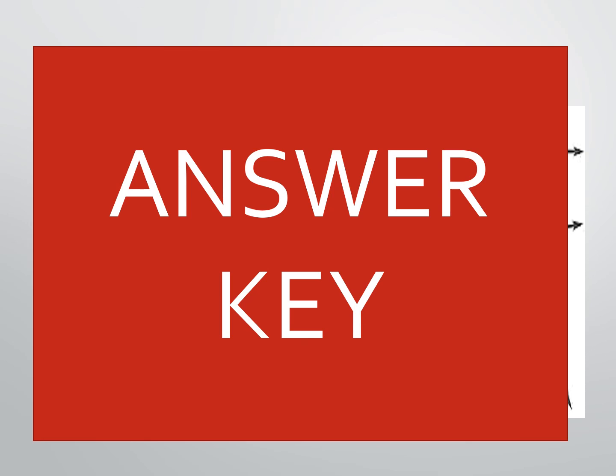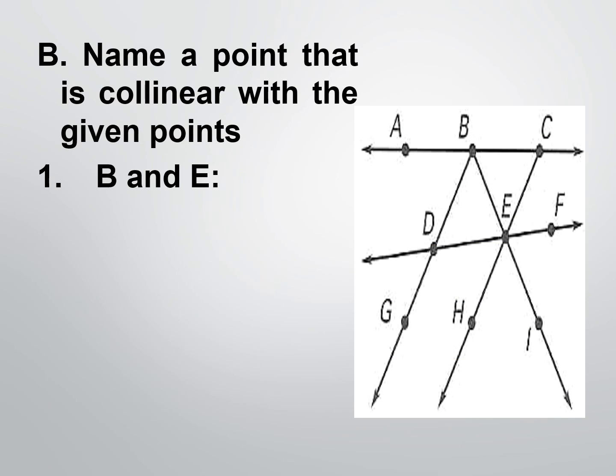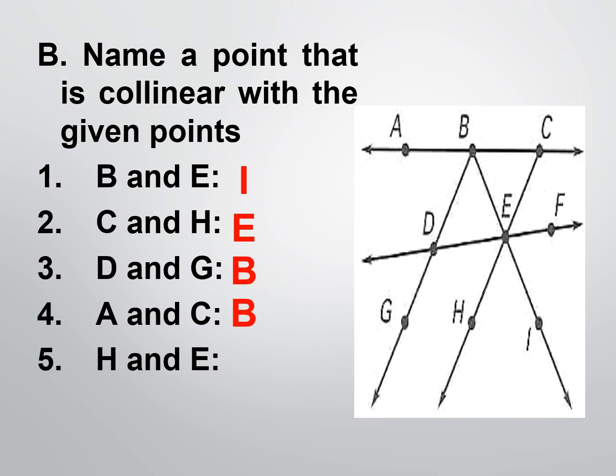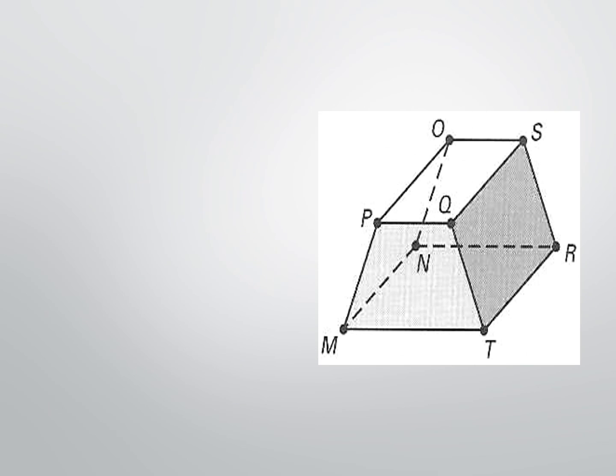If you have these answers: first, for B and E, the collinear point is point I. How about C and H? That's E. D and G, we have B. A and C, we have B also. H and E, we have C. And G and B, we have D. Okay, let's have the next one.